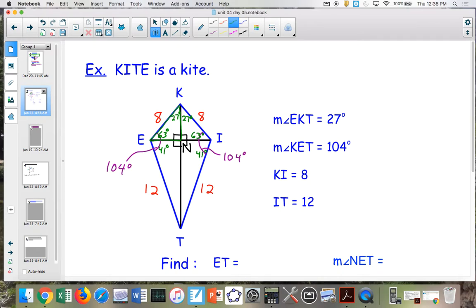And now looking at one of these longer triangles in the bottom section, I've got a 41 degree and a 90 degree, so I can find the third angle. And that's going to be 49 degrees. Because 49 plus 41 is 90, plus 90 is 180. So this one's also 49 degrees. Okay, now I'm ready to answer the questions for the problem.